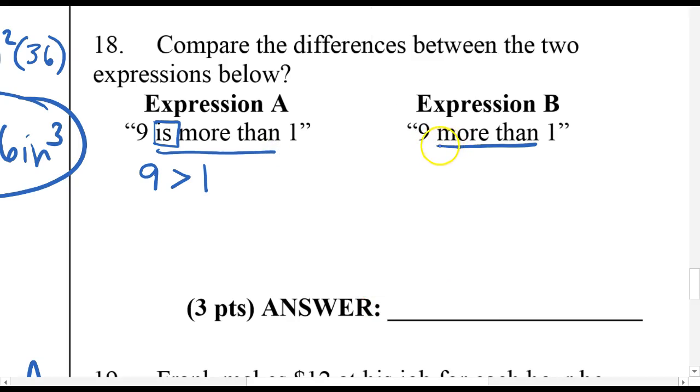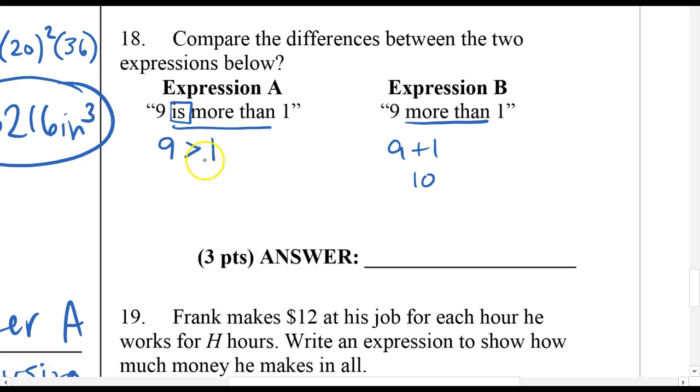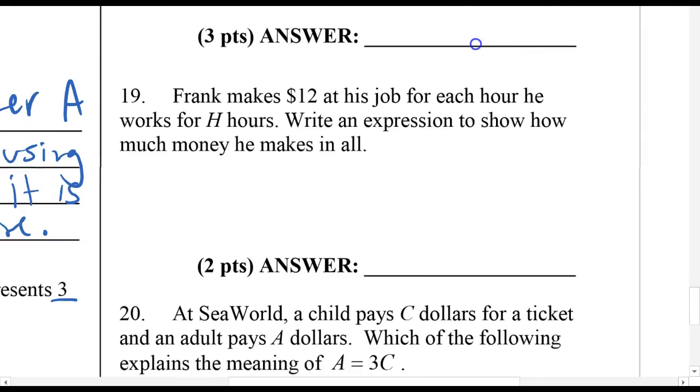And then here it just says 9 more than 1. Okay, so all we're doing here is adding 1. 9 more than 1, so 9 plus 1, which of course is 10. Okay, so that's the difference between these two. All right, now the next one.